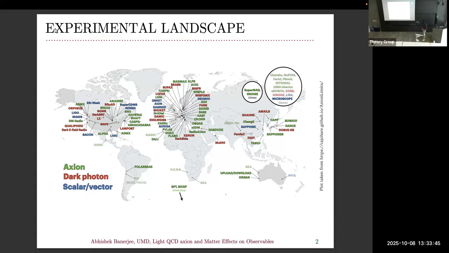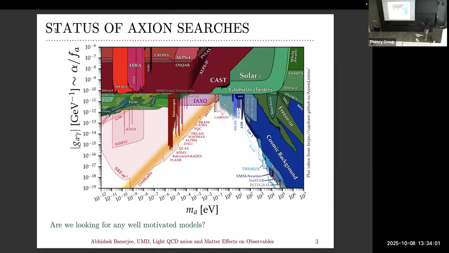And yeah, in the green, I think all the experiments that are looking for axions are axion-like particles. The red one is dark photon, and some scalar and vectors are in blue. Okay. So that's the experimental motivation. And if I just, a lot of stuff, but what is the physics? What is the status of axion searches here? On the y-axis, this is the axion photon coupling, which if you really think of the QCD axions, you can relate it to the axion decay constant Fa. And this is a plot as a function of Ma, the mass of the axion.